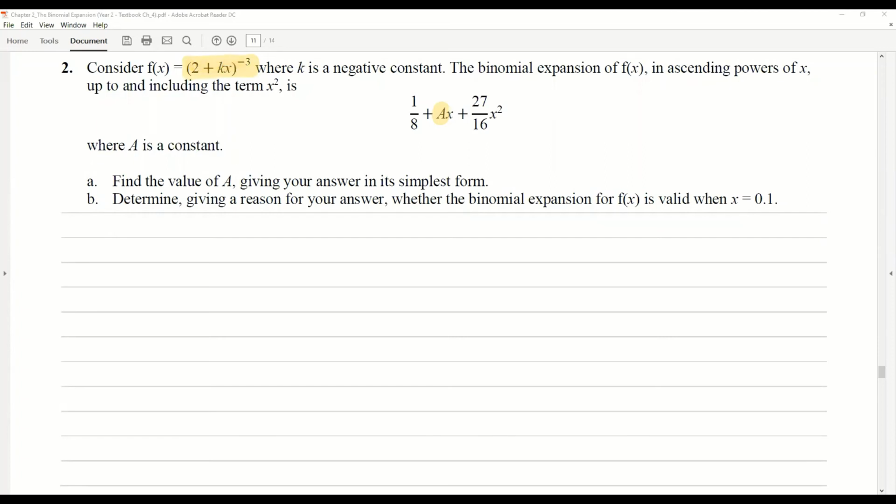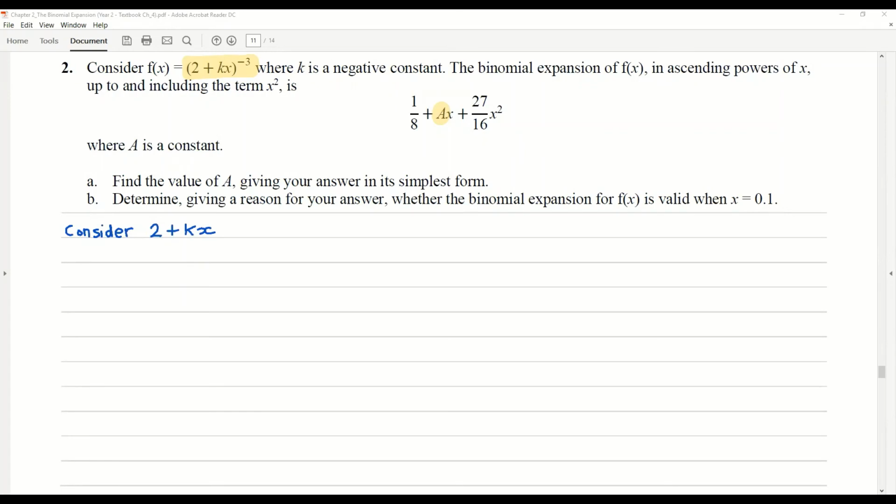Before we do that, if we just have a look at what information we've been given, clearly we're going to have to expand this using our new (a + bx)^n expansion, which involves a new kind of factorization. So let's have a look at the binomial part first. Consider 2 plus kx. Consider, in other words, we're going to think about how to factorize this.